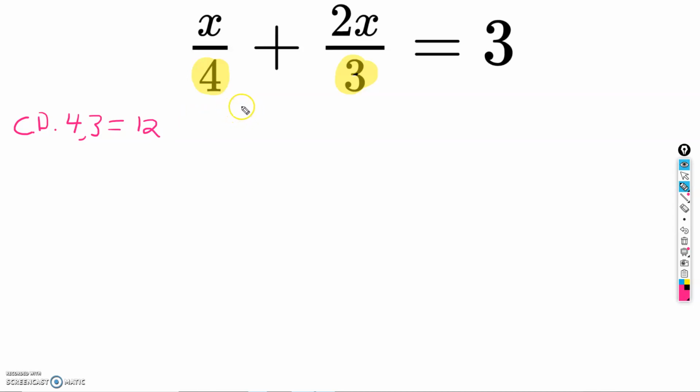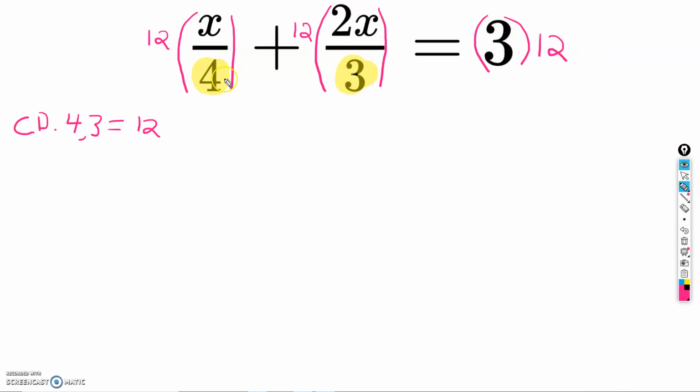So step 1, figure out what your common denominator is. And then step 2, take that common denominator and multiply it by everything in your equation, as long as it's not in parentheses. So that guy's going to get a 12, and this guy's going to get a 12 also. So again, step 1, look at your denominators. Step 2, figure out what your common multiple is out of all the denominators in your equation. Multiply that common denominator by every single thing in your equation. And now this is why.